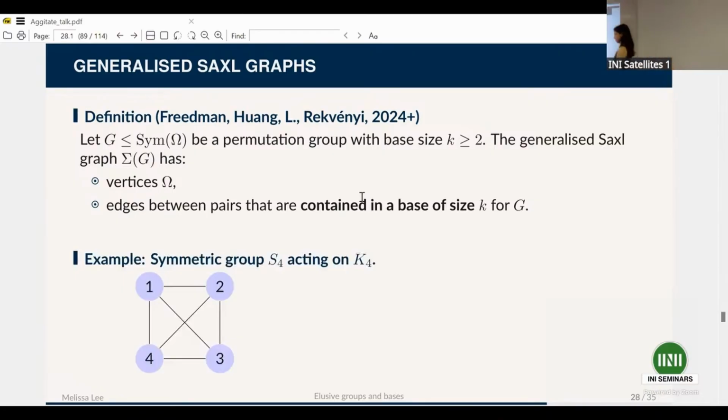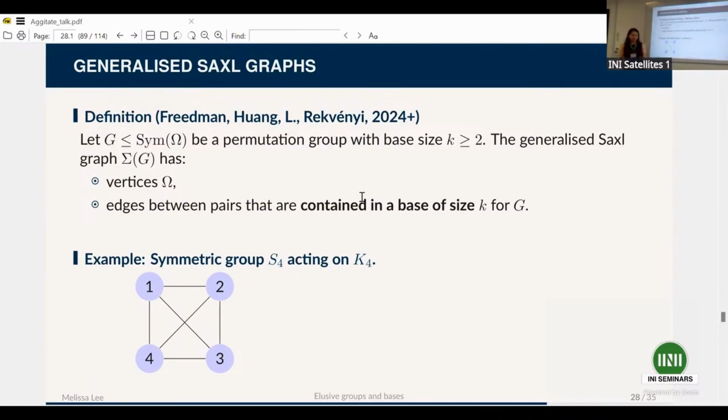So here's our example. This is the same example as earlier. Now, I told you that any 3 points form a base because the 4th vertex has nowhere to go. But indeed, 3 is the base size for this action. You can't do better, because if I fix, say, 1 and 2, I could just take the element of S4 which swaps 3 and 4, and that would be something non-trivial which fixes these points. So this can't be a base.